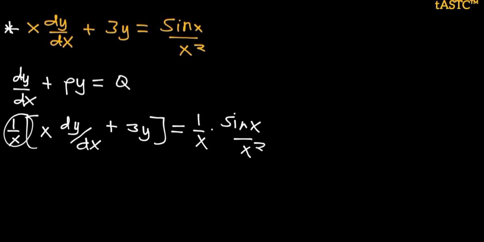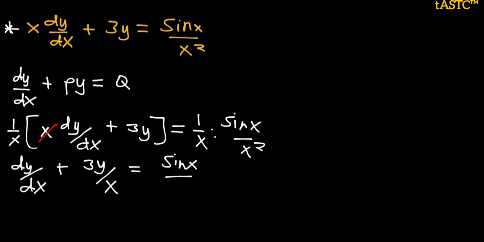Now, if I take 1 over x and multiply it with this first term, that is going to cancel these x, so we're just going to have dy/dx. Now, we have 1 over x multiplied by 3y, that should give us 3y divided by x. And this is going to be equal to sine x divided by x multiplied by x squared, that gives us x to the third. So this is the new equation that we're going to have.